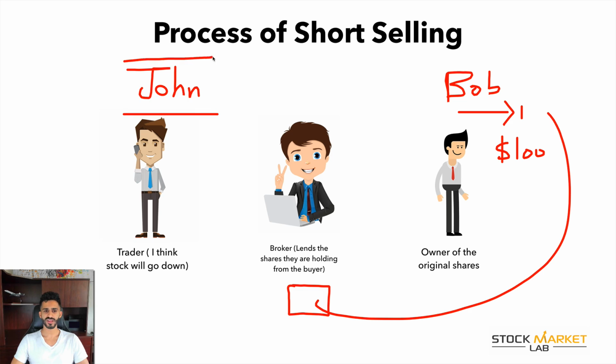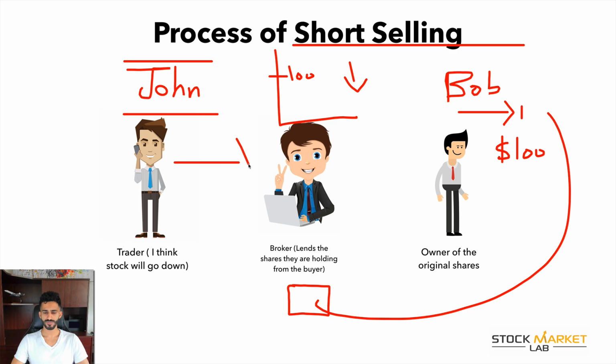John kicks in and says, hey, I think this stock that's at $100, I think it's gonna go down. So what John does is John says, you know what? I want to short this stock. So John goes to his broker, right? And he requests to borrow the shares. Now, when I say he goes to his broker, I do not mean John has to physically go to his broker or give his broker a call. John can just go on his phone and hit the sell button.